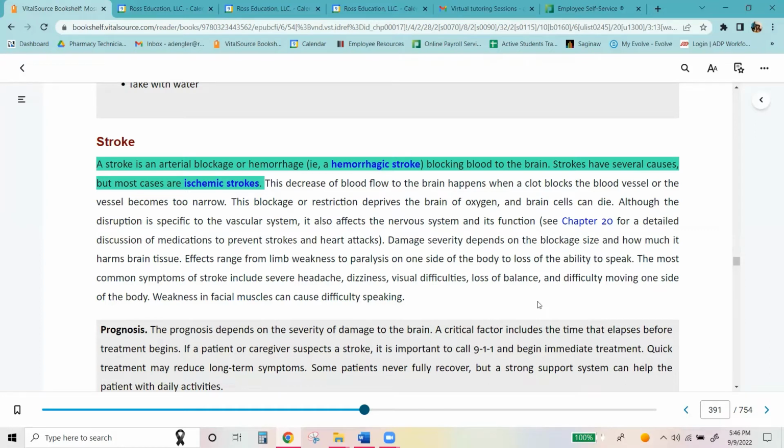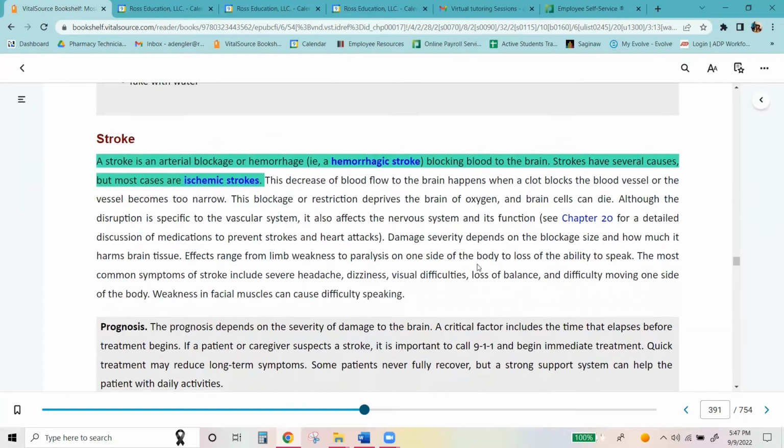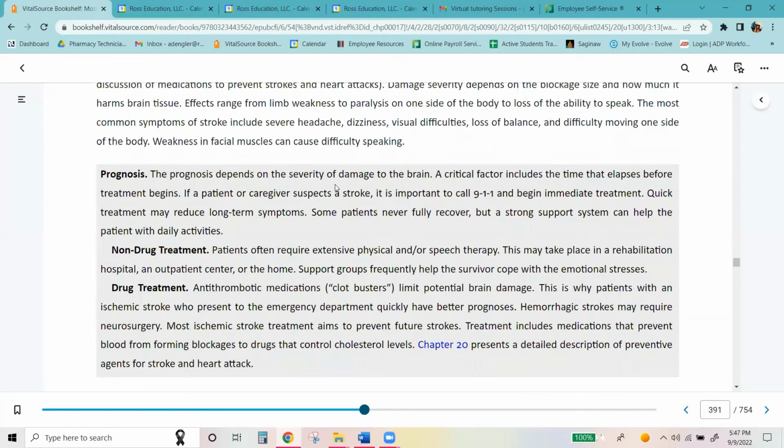Damage severity depends on the blockage size and how much it harms the brain tissue. Effects range from limb weakness to being paralyzed on one side of the body to the loss of the ability to speak. The most common symptoms of stroke include severe headache, dizziness, visual difficulties, loss of balance, difficulty moving one side of the body, weakness in facial muscles, and that causes difficulty speaking.